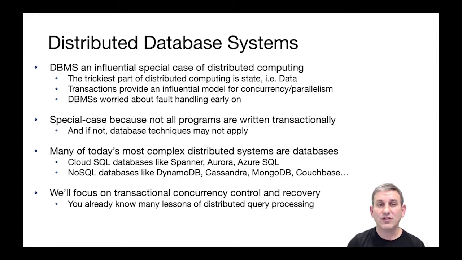Now, they are special case distributed databases because they're transactional, and not all programs are written transactionally. And so if you're trying to build distributed systems without transactions, some of the database techniques will not apply. They won't fit your problem. But many of today's most complex distributed systems are, in fact, databases. This includes cloud SQL databases like Google Spanner, AWS Aurora, Microsoft Azure SQL. It also includes NoSQL databases like DynamoDB, Cassandra, MongoDB, Couchbase. All of these are complex distributed systems that are, in fact, databases.